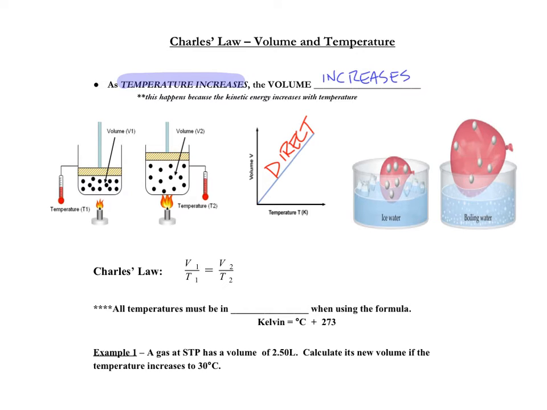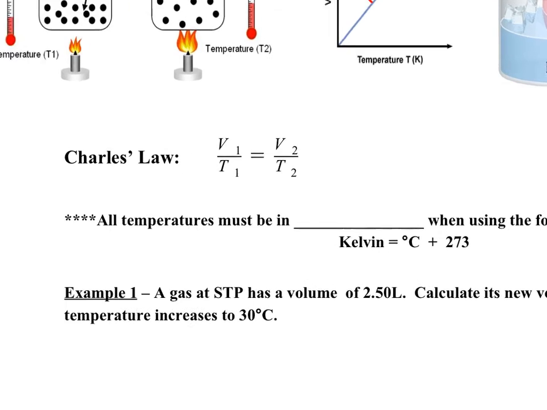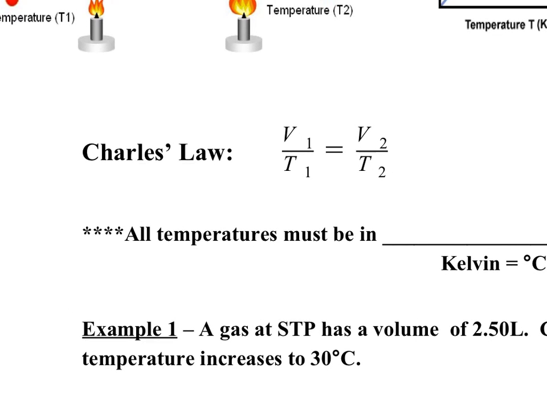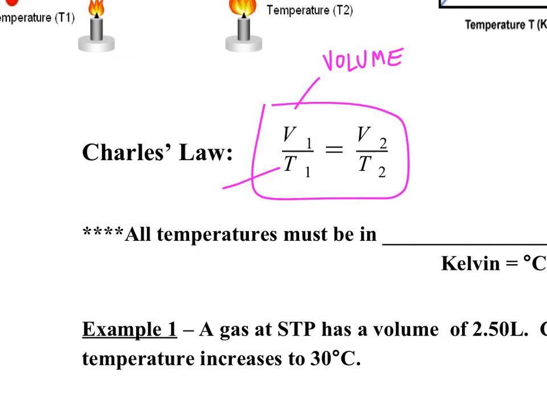So Charles' law expresses a relationship between volume and temperature. How does that look mathematically? Here's Charles' law: V1 over T1 equals V2 over T2. Remember that capital V measures volume and capital T measures temperature.